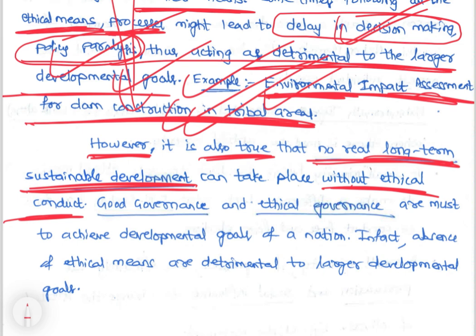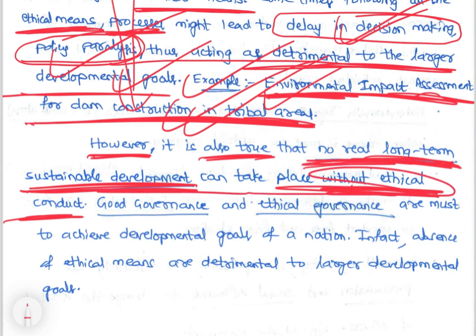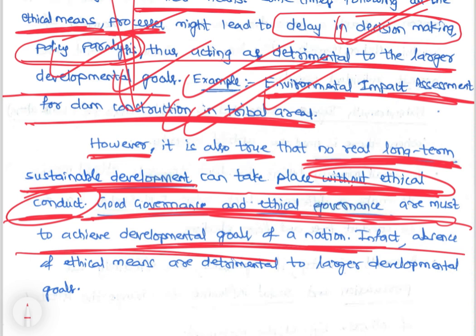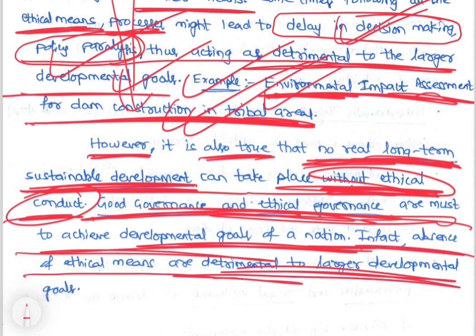पहले एनवायरमेंट इम्पैक्ट असेसमेंट किया नहीं है, फिर लोग प्रोटेस्ट किया, प्रोटेस्ट के चक्कर में अब डेवलपमेंट एक्टिविटीज और डिले हो गया। सो इसीलिए people's no long term sustainable development can take place without ethical conduct. So good governance and ethical governance are must to achieve developmental goals of a nation. In fact, absence of ethical means are detrimental to larger developmental goals.